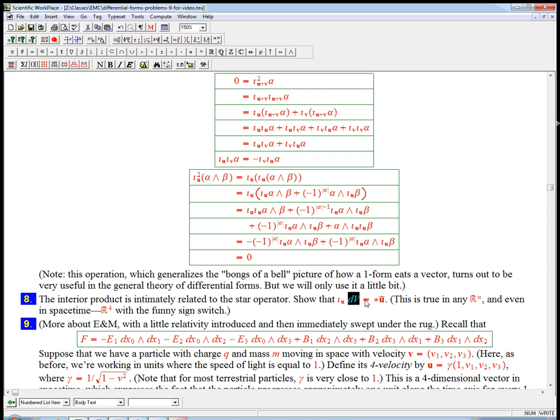Take dv, just dx, the product of all the dx's in Rn, and take the interior product of that with u. That's going to demote it to being an n-1 form. And I claim that that's exactly going to equal star u tilde. That is kind of interesting, because this operator has nothing to do with the dot product.